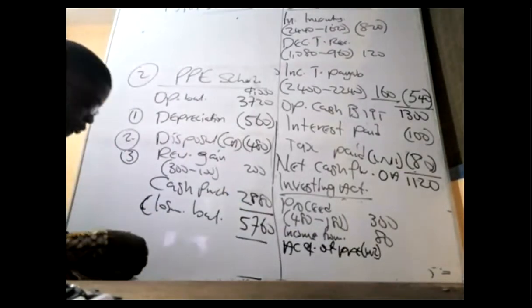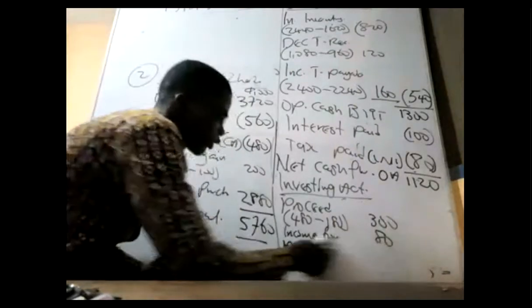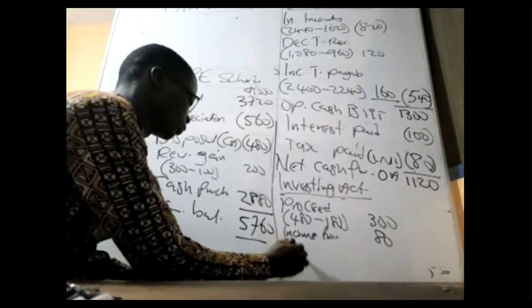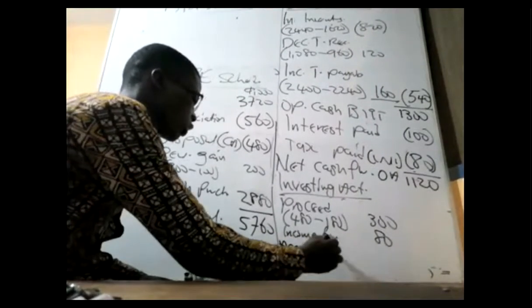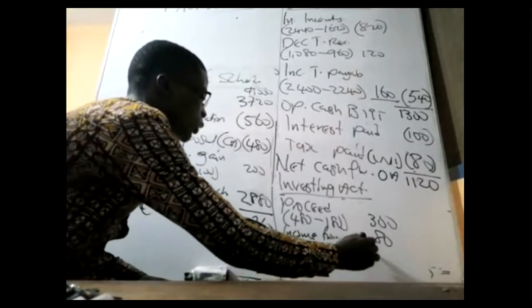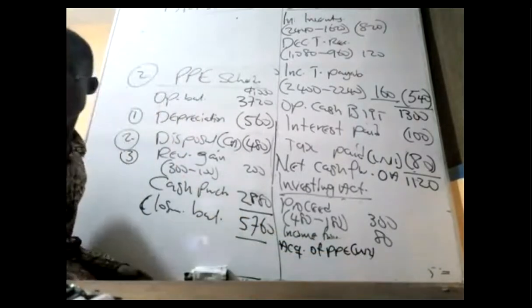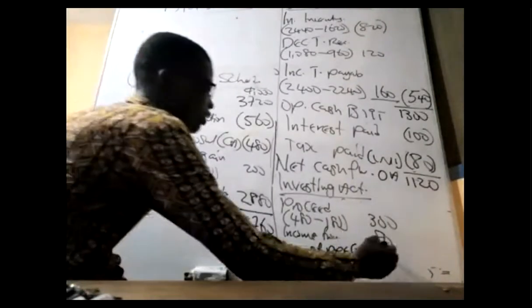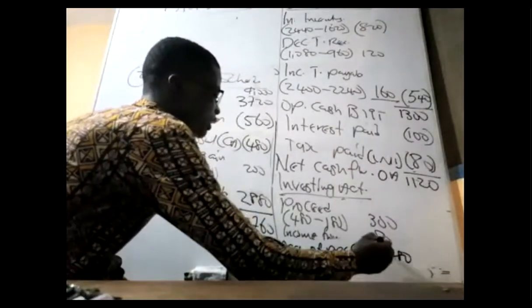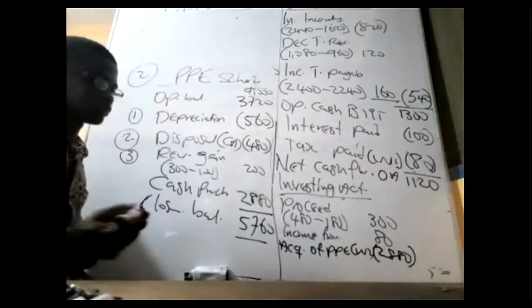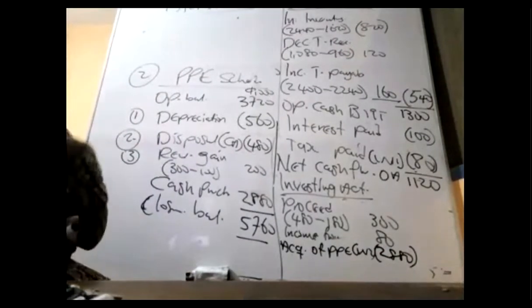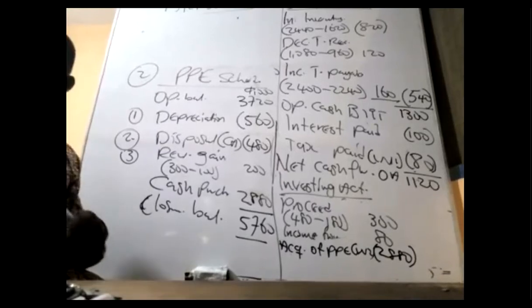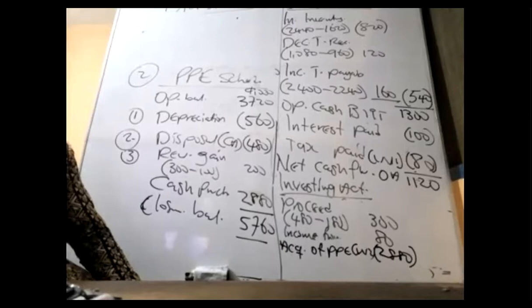Acquisition of PPE. Working is 2. This working is 2,880. Put it in brackets. Why? This is an outflow. They are paying, they are buying assets. So money is moving out. Is that all? If that's all, you just summarize it and then push it there.